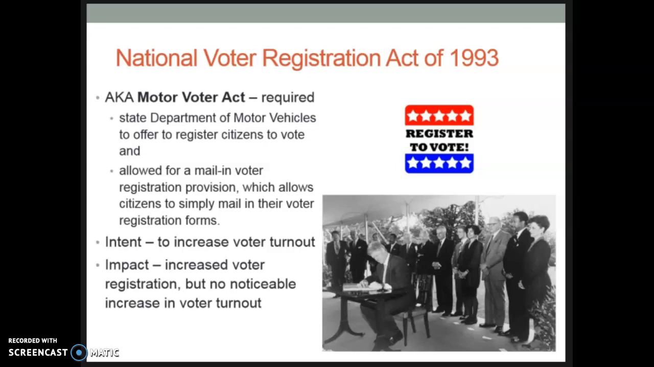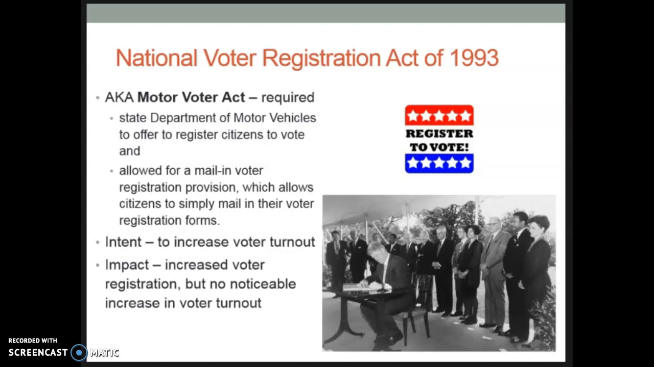So it allows also for mail-in voter registration provisions so that people can mail in their voter registration forms. All of this makes voter registration easier. So the intent behind this law, and this is a question that is commonly asked on the AP test or on your unit test, is what was the effect of the Motor Voter Act? So the intent behind the law was to increase voter turnout.